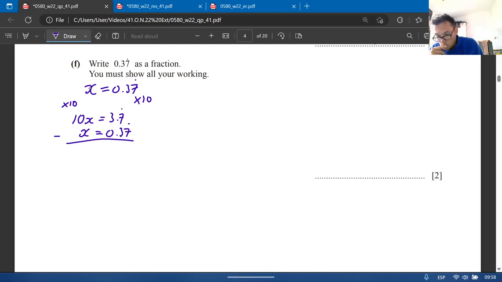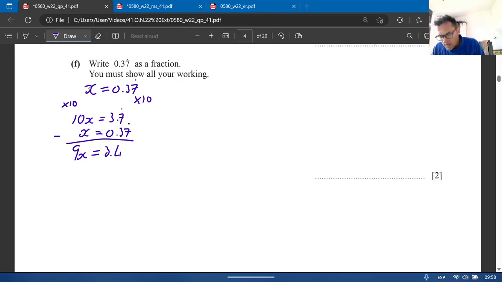10x minus 1x is 9x. We do this because now you can imagine there's a bunch of 7s, an infinite amount of 7s there. But if you subtract them, we subtract the infinite amount of 7s from each other, and they will cancel out. Okay, the 3 minus the 0 will stay a 3. This 7 minus this 3 would be a 4. And the infinite amount of remaining 7s minus the infinite amount of remaining 7s will be 0. And that is just awesome.